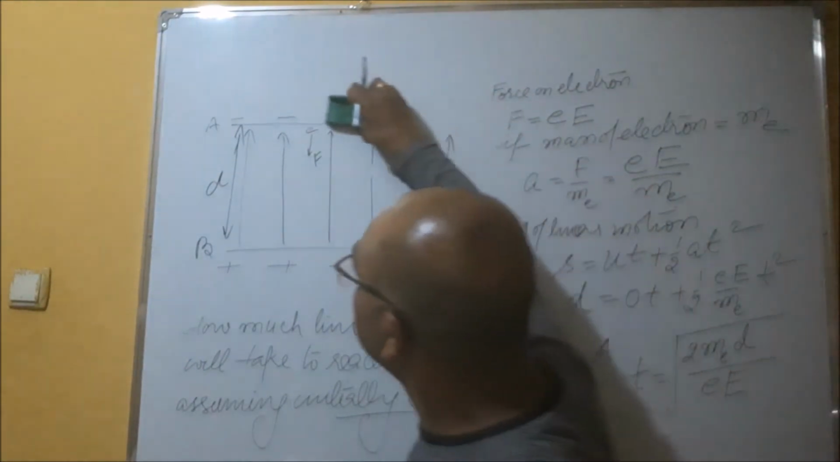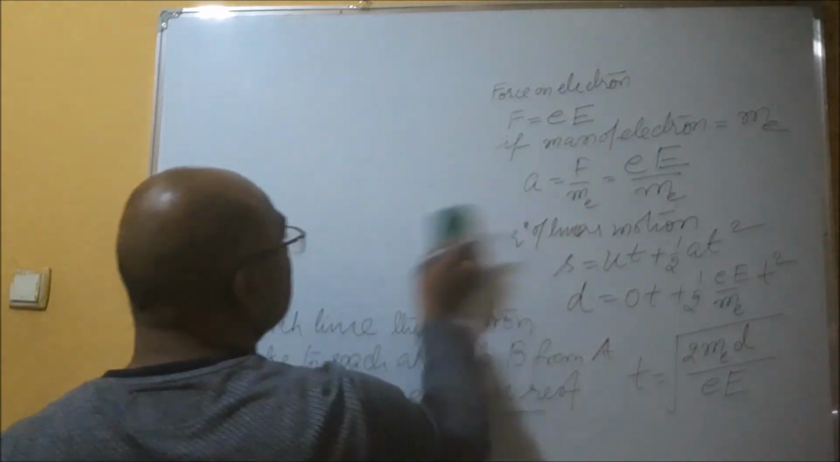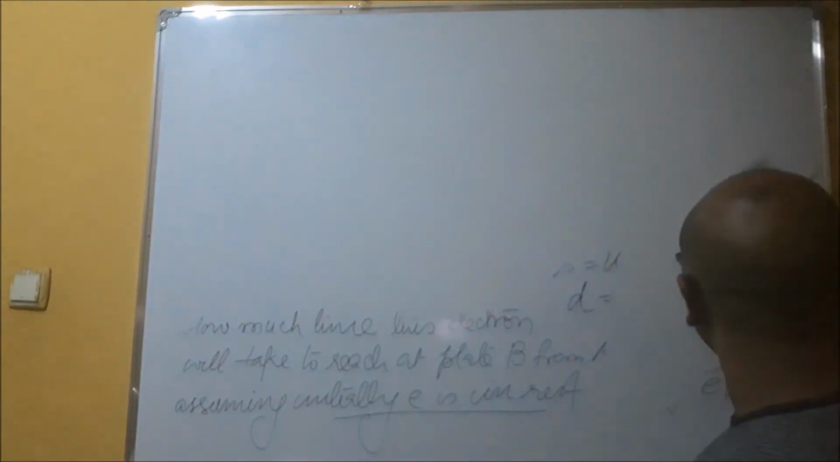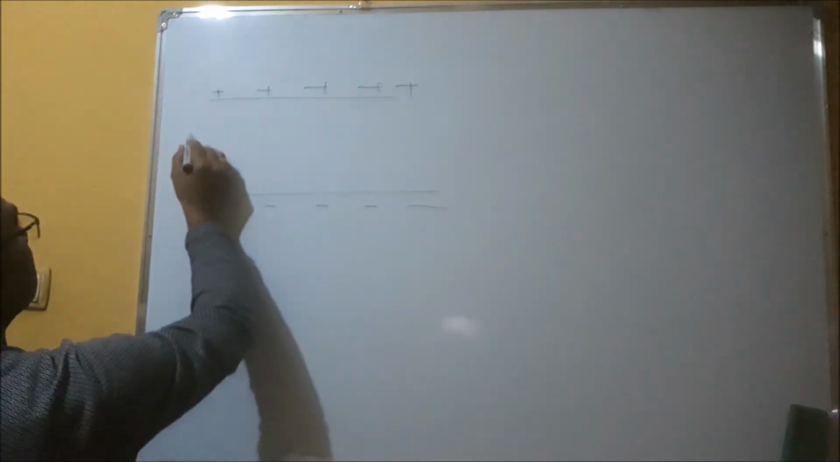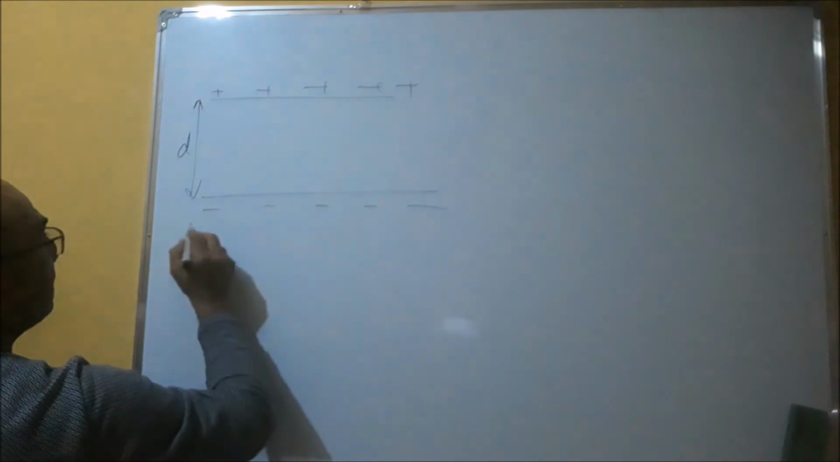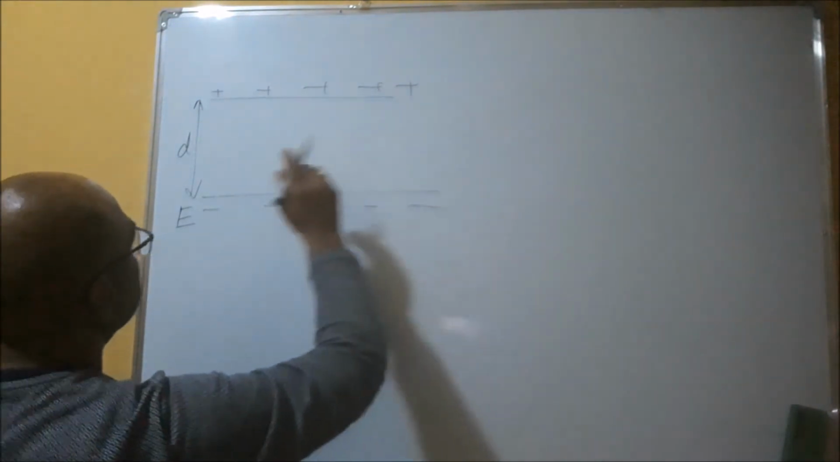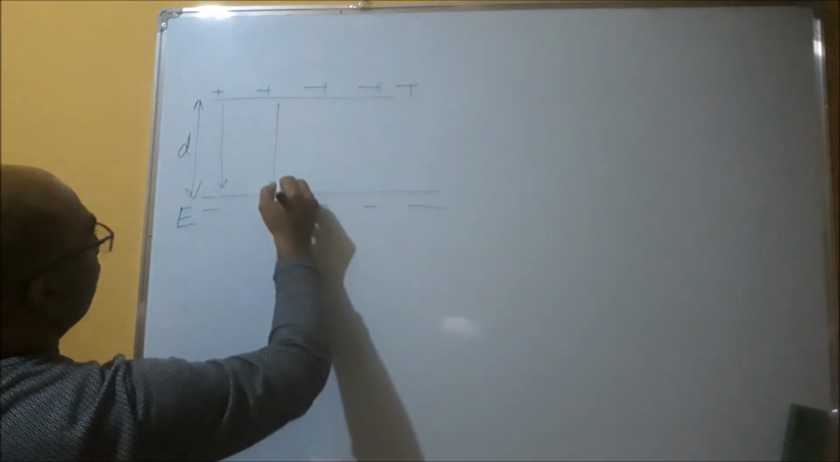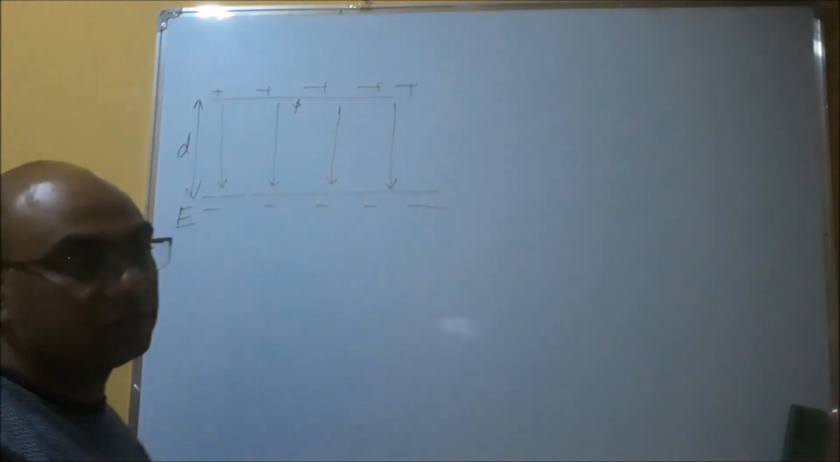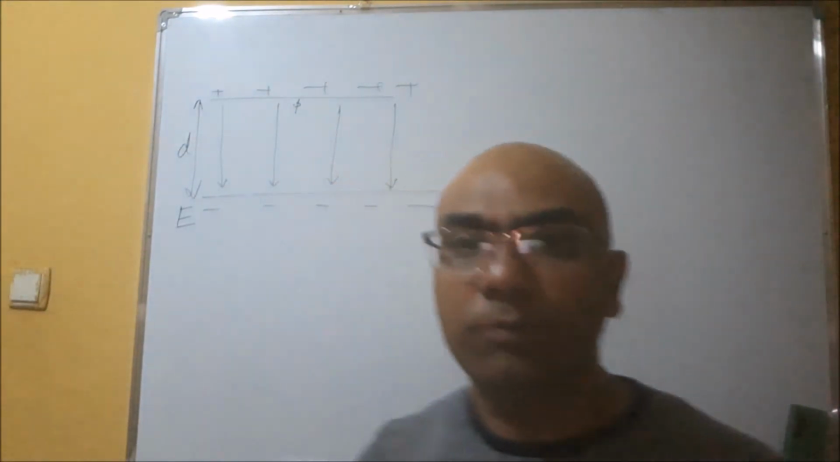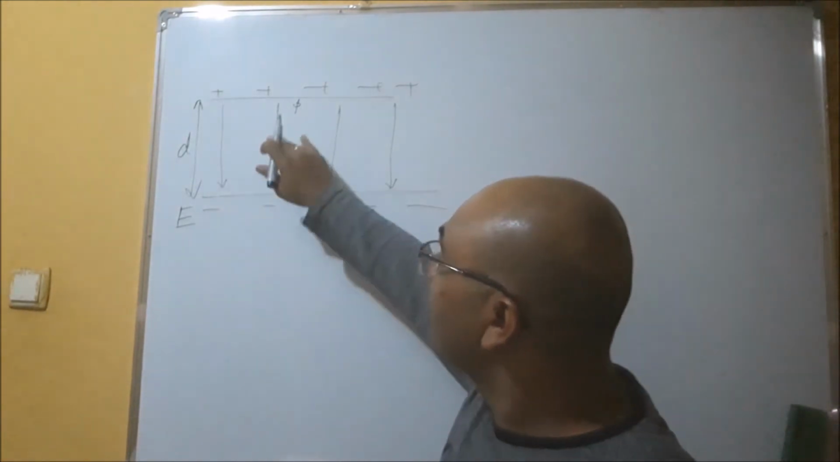If I change the problem like that, this is the positive plate, this is the negative plate, and the distance between these two plates is d. The value of the uniform electric field is E, so the electric field lines will go like this. If we have a proton near the first plate, the positive plate, how much time will it take?